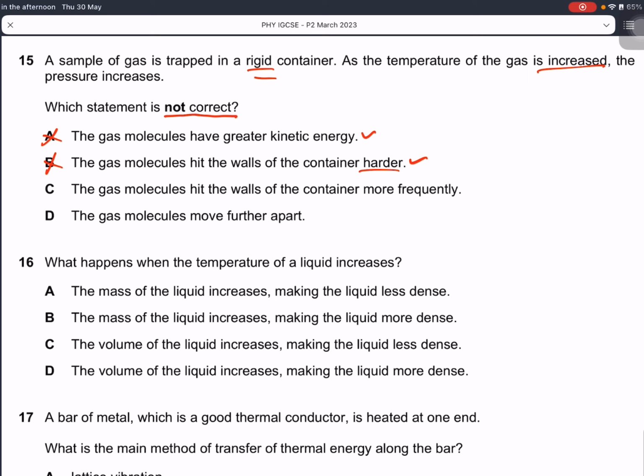The gas molecules hit the wall of the container more frequently, definitely. So if it used to travel slower, it's going to maybe hit once or twice, let's say, imaginary. If it goes faster, it's going to hit more, yeah? So this is correct, which is not an option. The gas molecules move further apart, well, it's not moving further apart. This is definitely the wrong answer.